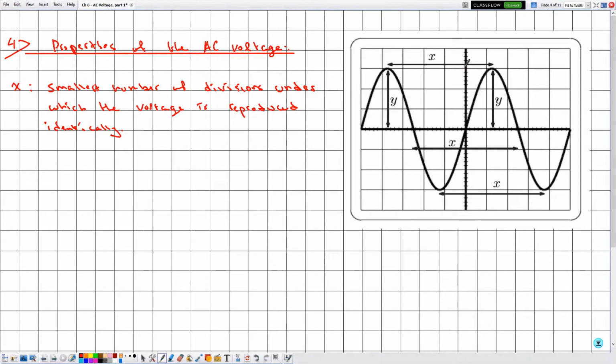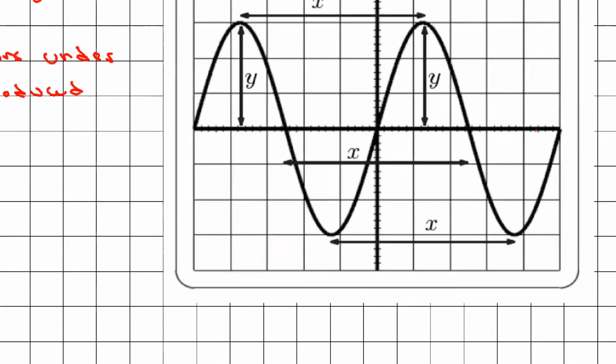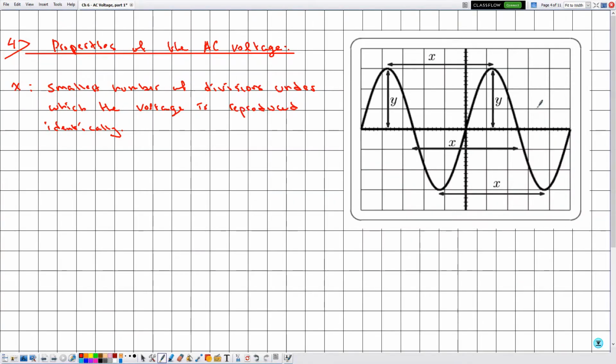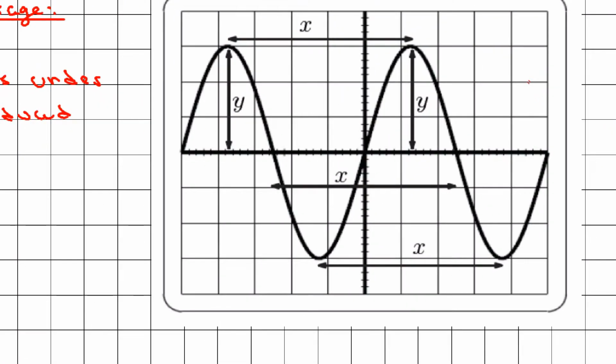Now also X can be counted from the lowest point on this waveform. If you consider this point, we are trying to find another point in which the voltage is reproduced identically, which is this point. Now in this case, if you count the number of divisions between these two, we have 1, 2, 3, 4. This one with this one will give us 5. So in this case, X is equal to 5 divisions.